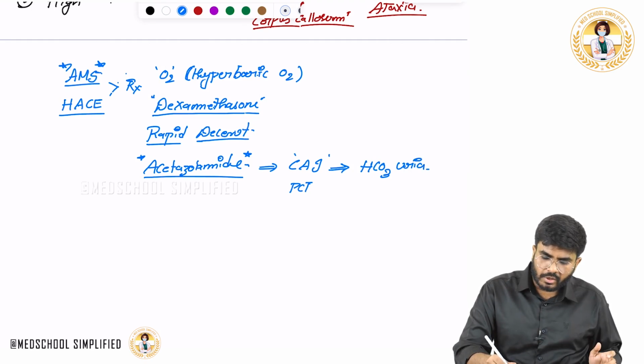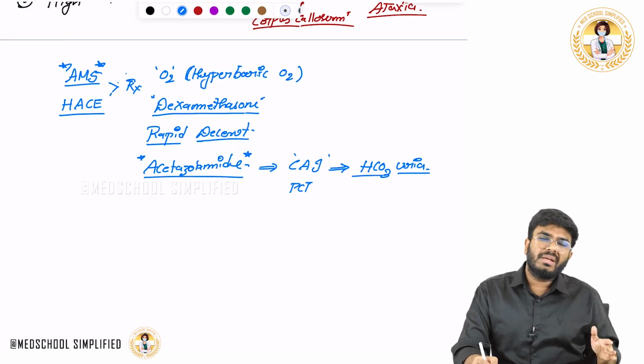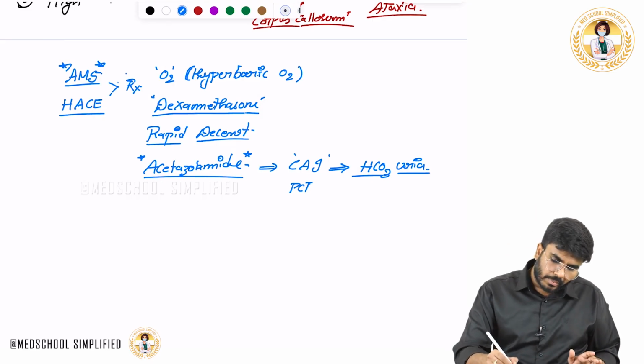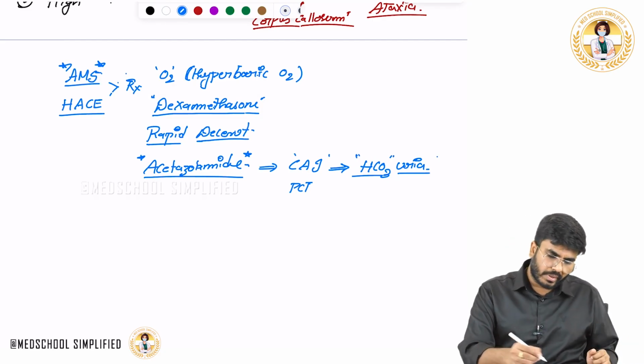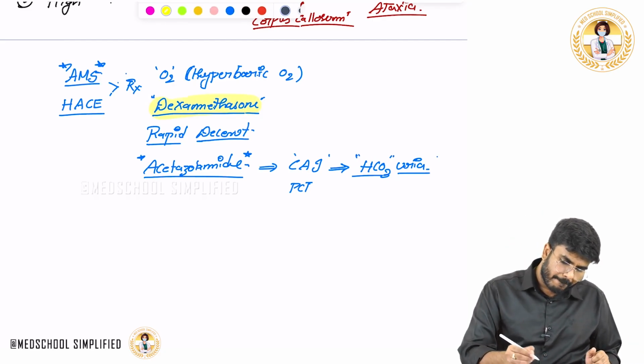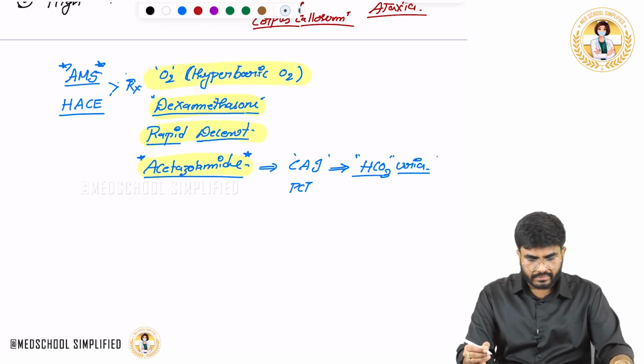It causes bicarbonate excretion out of the body, so that the respiratory alkalosis can be better treated. So acetazolamide is used for mountain sickness. True. Mountain sickness: acetazolamide, dexamethasone, rapid descent of this person, and hyperbaric oxygen can be given.